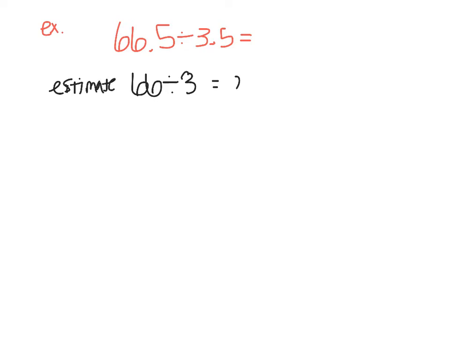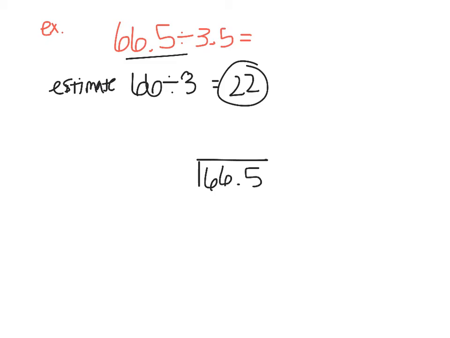66 divided by 3 would be 22. So my estimate is going to be 22. That's not my answer, that's my estimate. Now I'm going to set up this problem here. The first number, or the dividend, goes inside of the little house. I don't know the actual name of that. I always call it the little house. And then the divisor goes on the outside. And then I'm going to move my decimal.